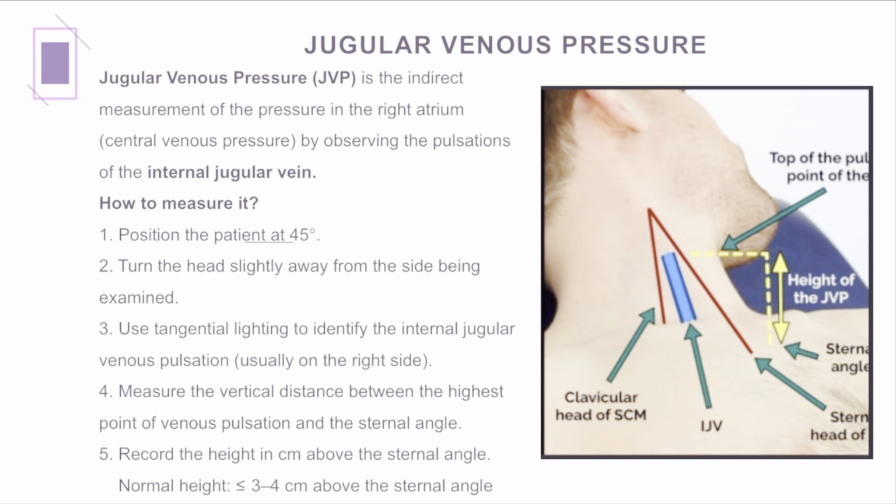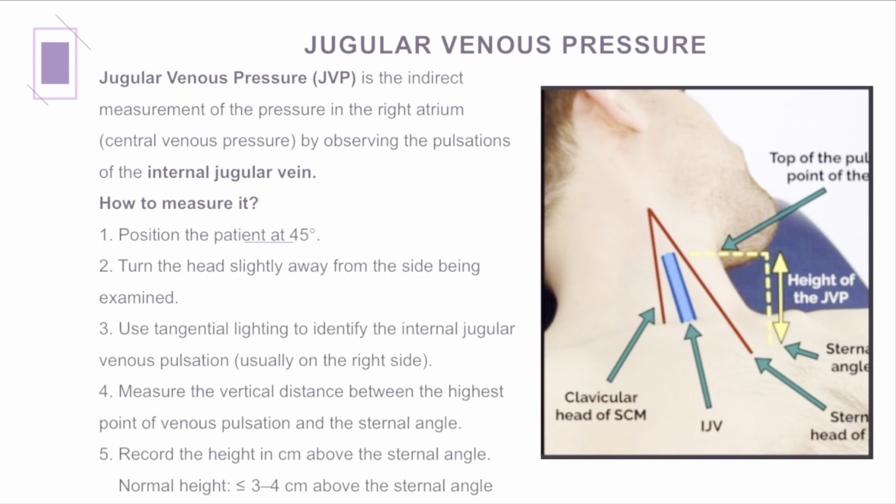Now comes the jugular venous pressure. It is the indirect measurement of the pressure in the right atrium, that is central venous pressure. It is assessed by observing the pulsations of the internal jugular vein in the neck. The normal JVP consists of 3 positive pulse waves A, C and V, and 2 negative pulse waves X and Y. Normally it is 3 to 4 centimeters.